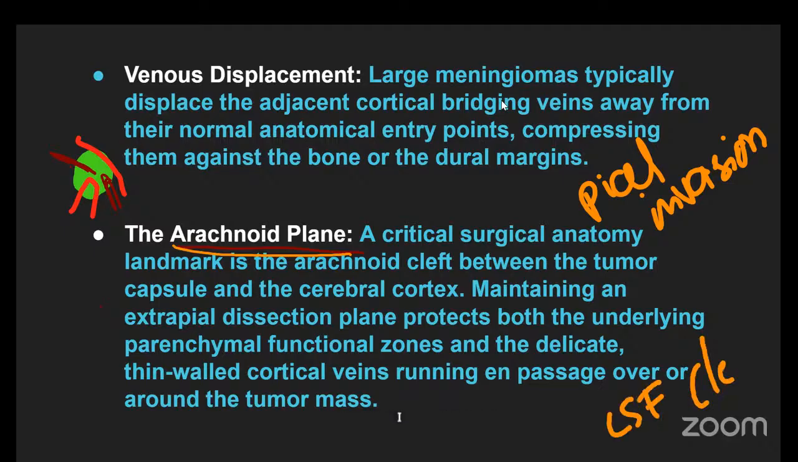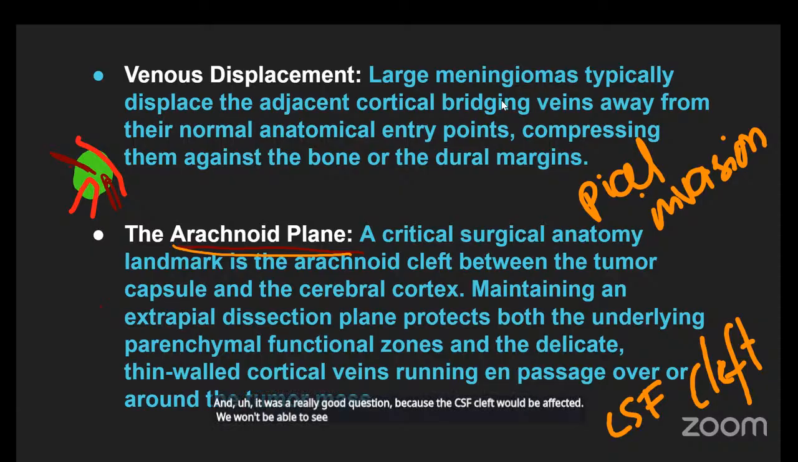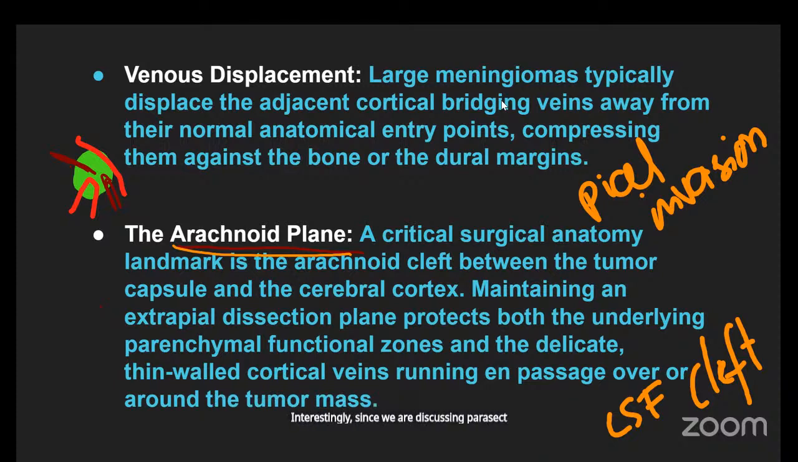I believe Dr. Mustafa asked this question. And it was a really good question, because the CSF cleft would be affected. You won't be able to see it clearly. There will be extensive edema. Interestingly, since we are discussing parasagittal meningioma, the likelihood of patients having an atypical or anaplastic variant is a lot higher if the location is parasagittal. I don't exactly remember the percentage, but it is higher than for meningioma elsewhere in the brain. So when you are operating on parasagittal meningiomas, you have to keep that in mind as well.